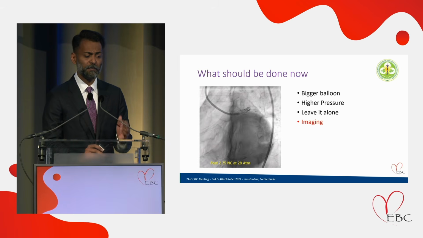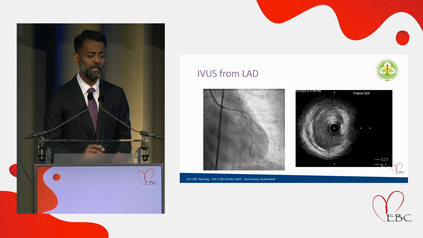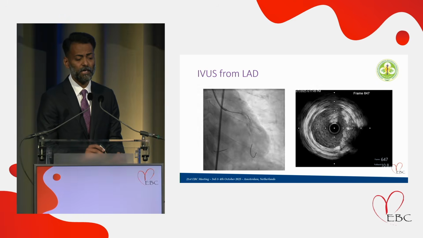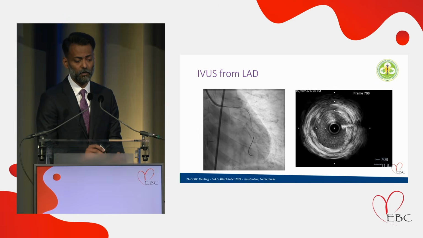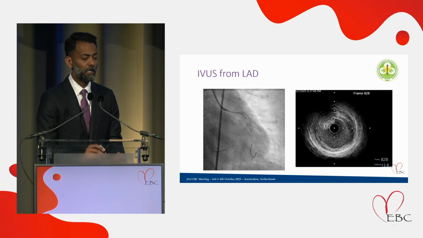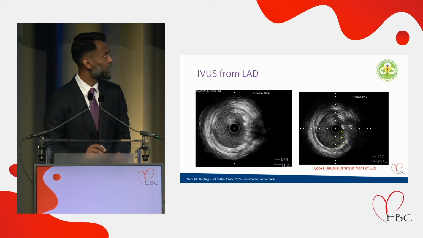So after this, we image again from the LED to see what is happening. This is the image again from the LED. We see the circumflex wire coming in. We do not have any modification of the stent struts at all, even despite using a 2.75 high pressure balloon. So we don't know what is happening. The stent struts in front of the circumflex look quite odd.